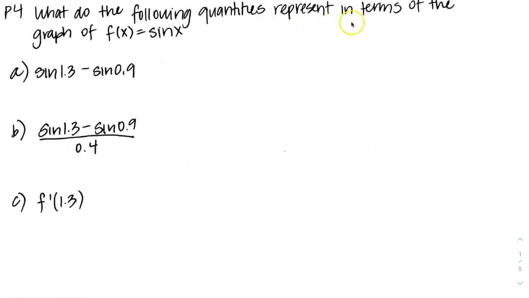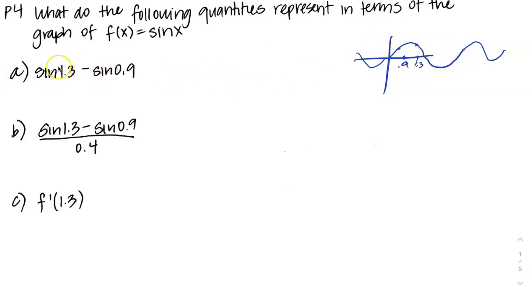So what do the following quantities represent in terms of the graph f of x equals sine x? So this wants to know what's going on here. If you look at sine of 1.3 minus sine of 0.9, we don't have the sine graph here. I could draw it real quick. Not really going to help, though. It goes on forever. Sine of 1.3, let's say this is 0.9, this is like 1.3. It's probably totally off. But what's the difference of this and this?